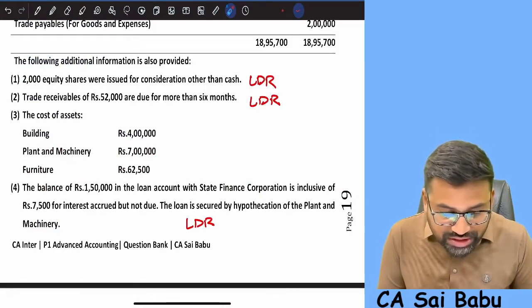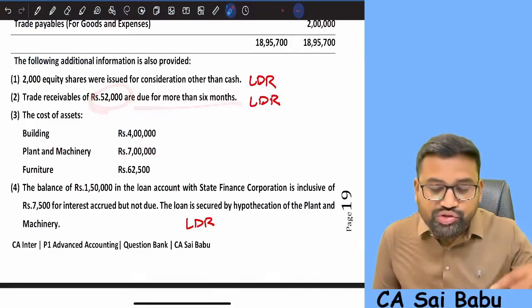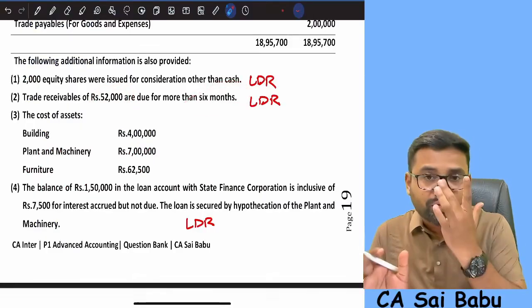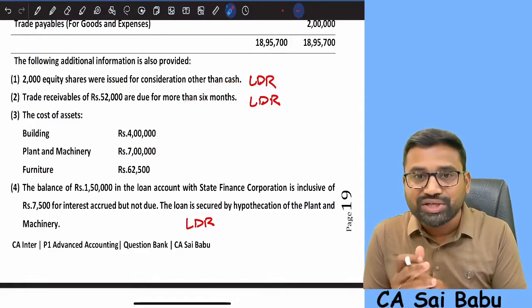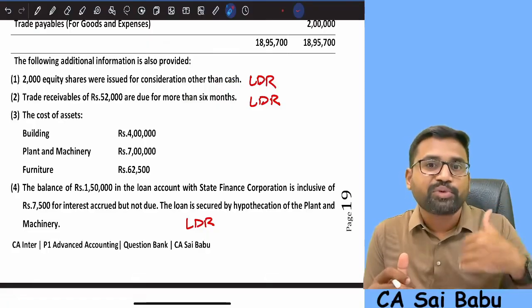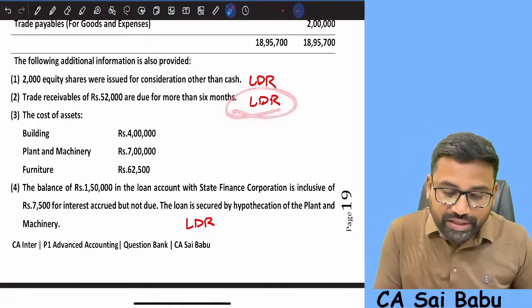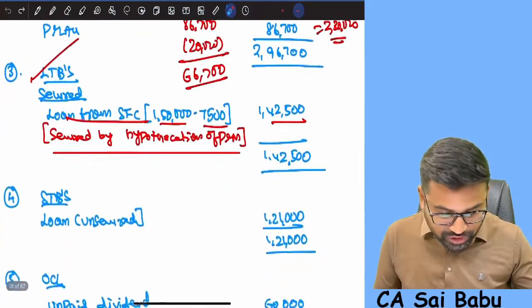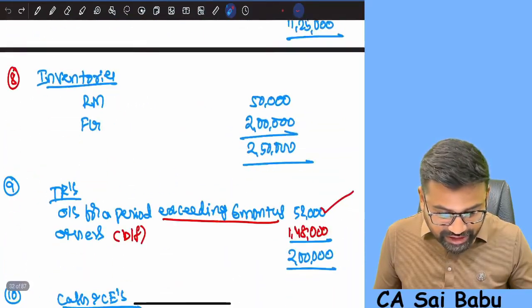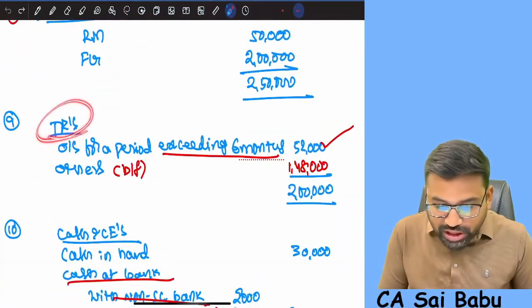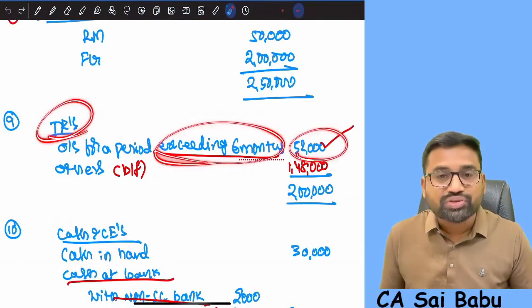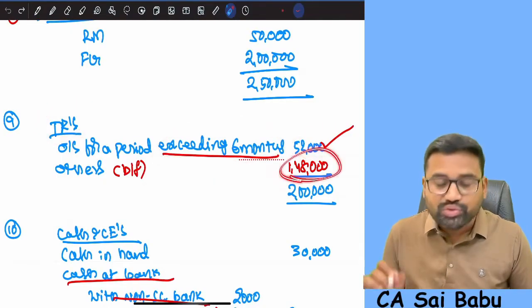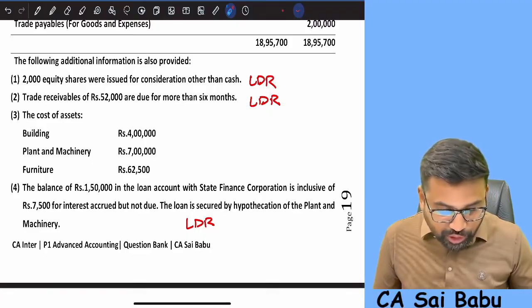And also in this question, trade receivables of 52,000 are due for more than 6 months. According to Schedule 3, we need to prepare a debtors ageing schedule. When debtors are outstanding for a period of more than 6 months, we need to show them separately. So when you are presenting debtors, show trade receivables outstanding for a period exceeding 6 months separately in the notes to accounts. Other debtors show separately. That is one important adjustment.